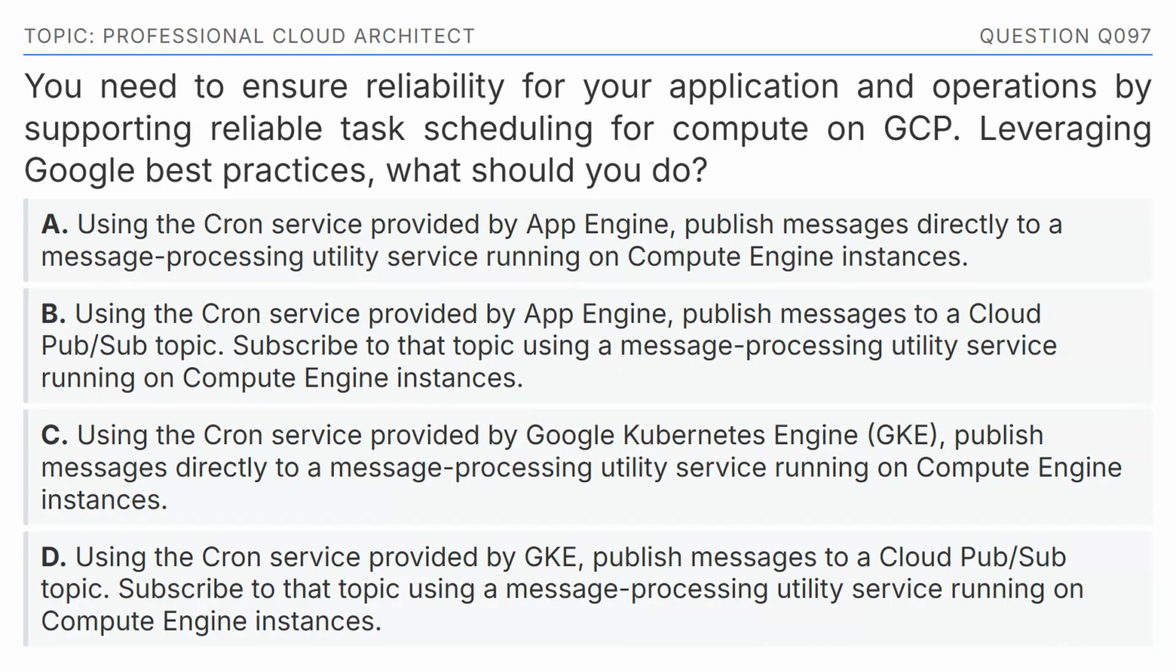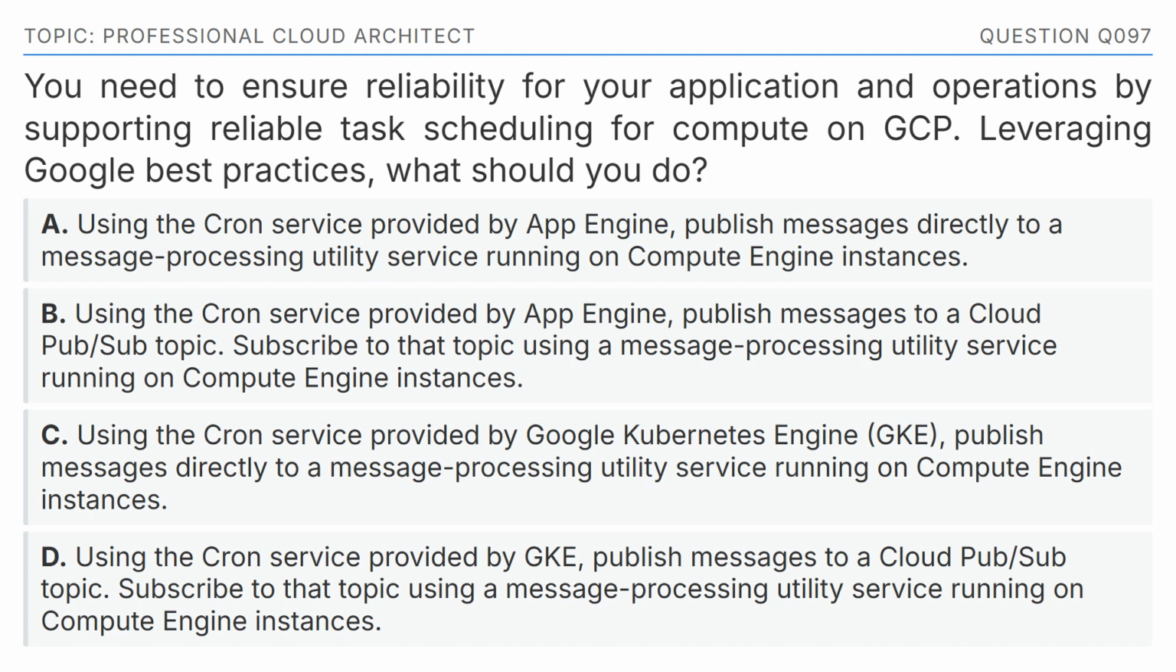You need to ensure reliability for your application and operations by supporting reliable task scheduling for compute on GCP. Leveraging Google best practices, what should you do? The options are: Option A, using the cron service provided by App Engine, publish messages directly to a message processing utility service running on Compute Engine instances. Option B, using the cron service provided by App Engine, publish messages to a Cloud Pub/Sub topic. Subscribe to that topic using a message processing utility service running on Compute Engine instances.